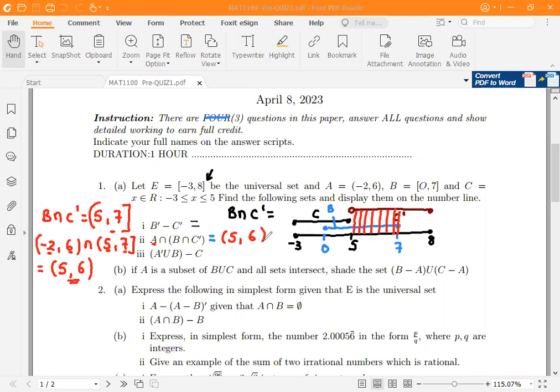And on the number line, we need the universal 8 coming from -3. And then we have from 5 to 6, none of them included. This is the solution.